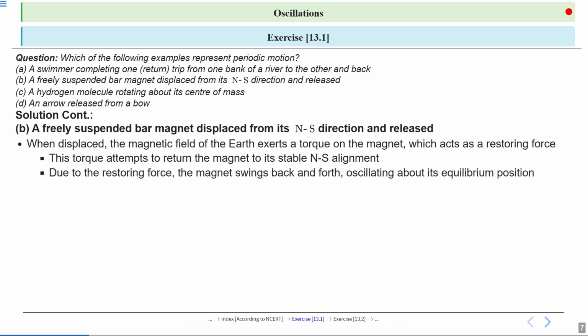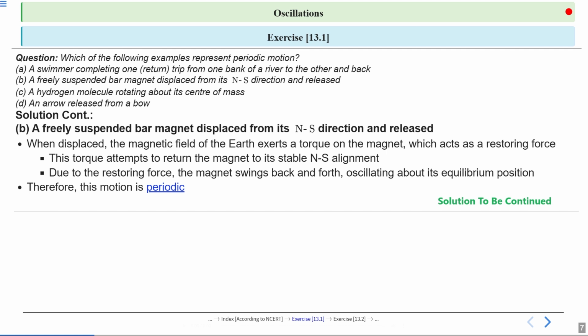Due to the restoring force, the magnet swings back and forth, oscillating about its equilibrium position. This back and forth motion is called oscillation, and it's a classic example of periodic motion because it repeats at regular intervals. So, we can say that the motion of the bar magnet is periodic. It repeats itself in a regular pattern, just like a pendulum or a mass on a spring.